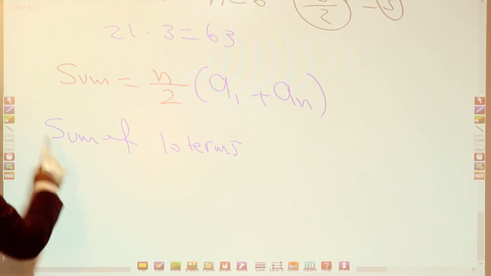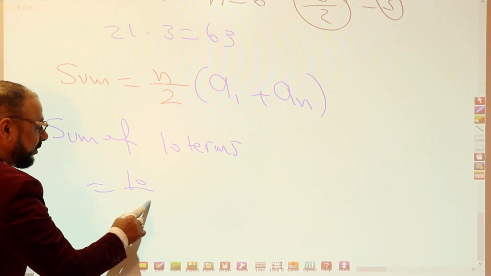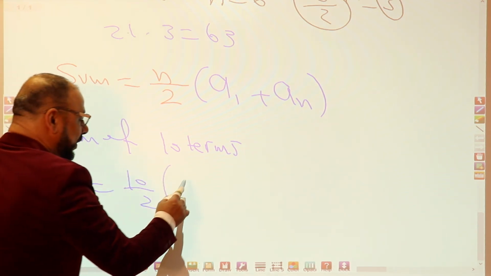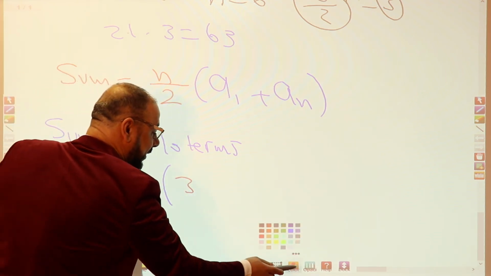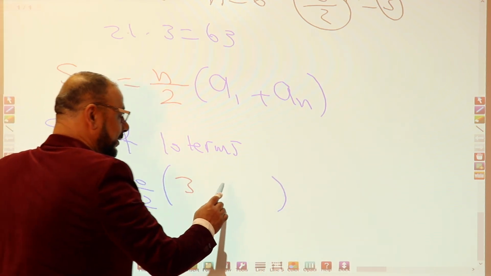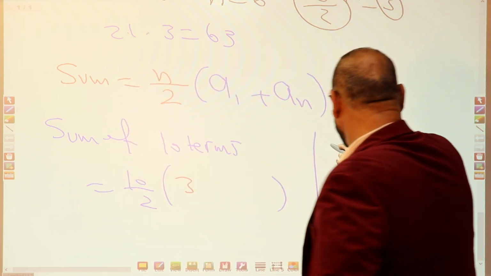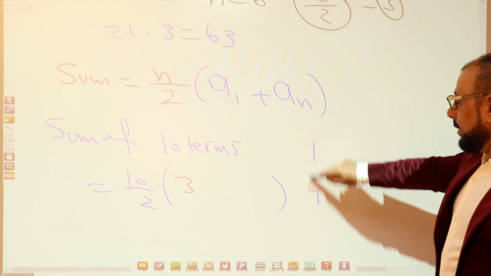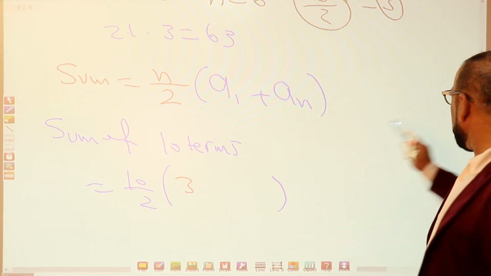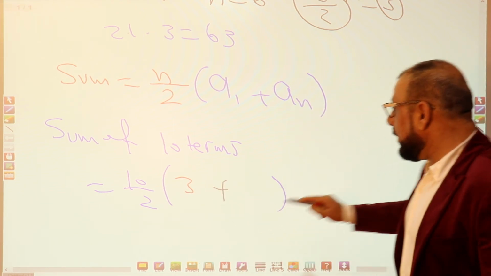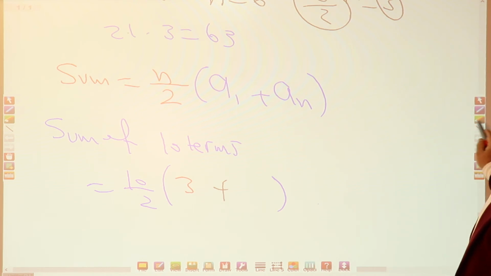We have 10 over 2, right? A1 we know is 3, right? But the 10th term, how am I going to find it, Ahmed? By applying the original formula. We need the 10th term, A1 and A10, plus 3. Now I'm going to write the formula for the kids.